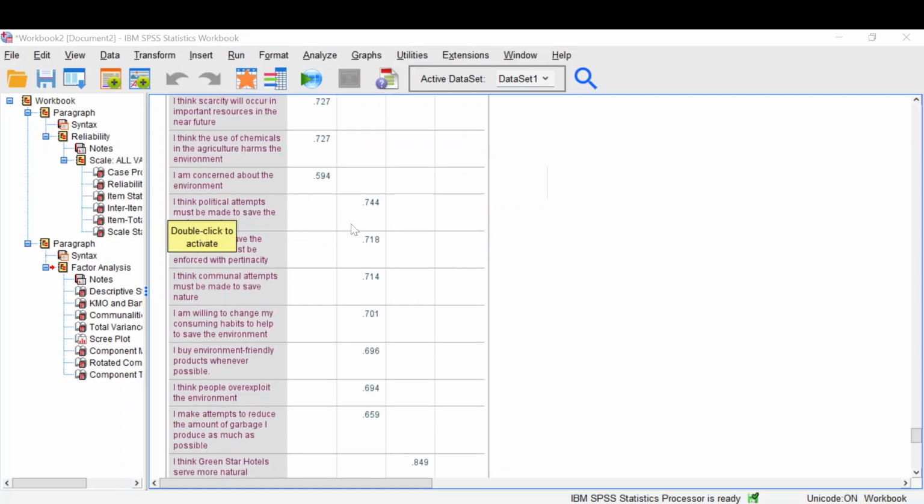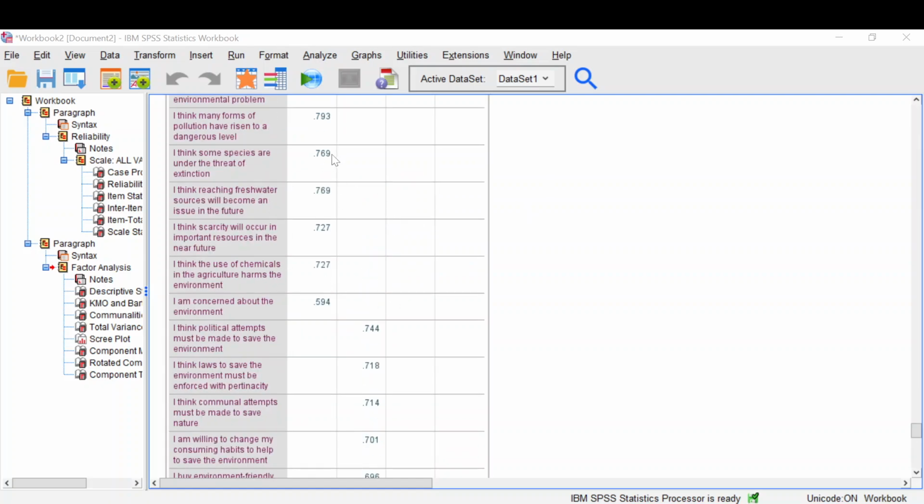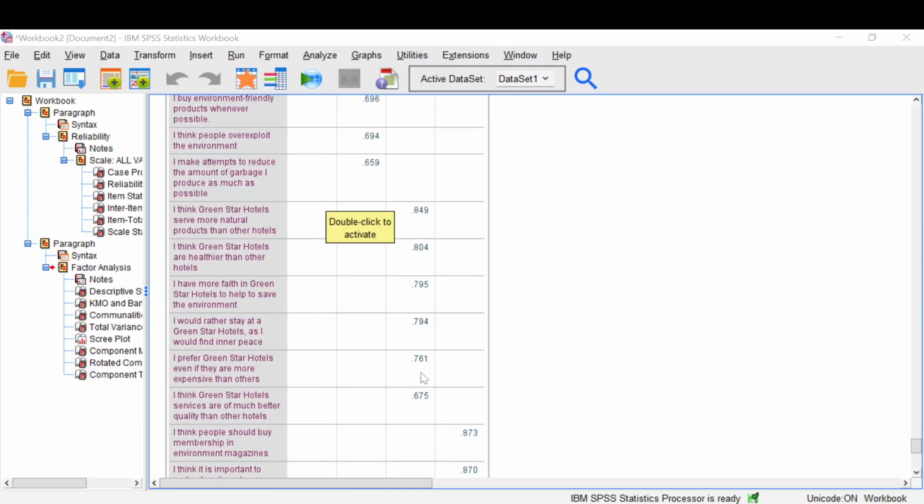The second factor looks at things like political attempts, laws, communal attempts, changing consumer habits, buying environmentally friendly products. You can see there's clearly a difference between these and these ones here. So you might say that these ones are more related to specific environmental threats, right? Whereas these ones are more related to actions, political and legal actions that might be a consequence of it. The third factor we have, I think Green Star Hotels serves more natural products. Green Star Hotels are healthier. I have more faith in Green Star Hotels.